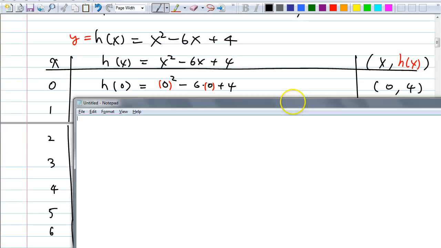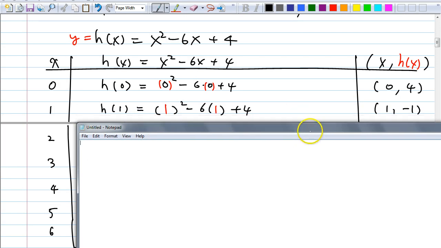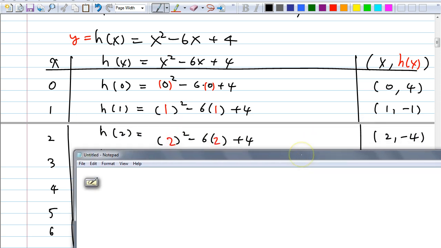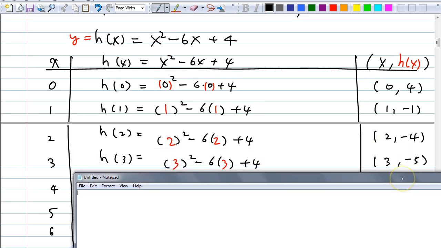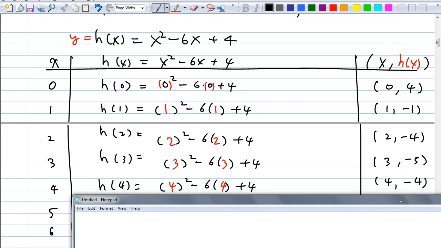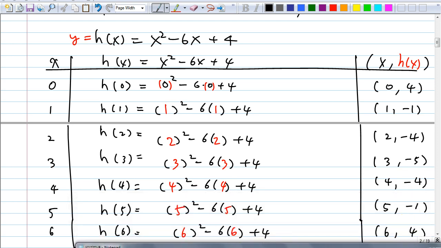I'll wait, okay? So what did we get for 1? Did you all get -1 when you plug in 1? Yes? Okay. What about for 2, class? What did you guys get? Negative what? -4 is correct. What about for 3? What did you guys get for 3? Negative what? 5? Okay. What about 4? -4 again. Isn't that interesting? What about 5? -1. What about 6? 4. Okay. Do you know how to plot these points on an x and y axis? Go ahead and plot it and see what it looks like. Okay, go ahead, everybody try.